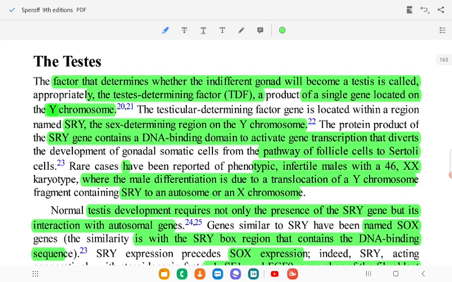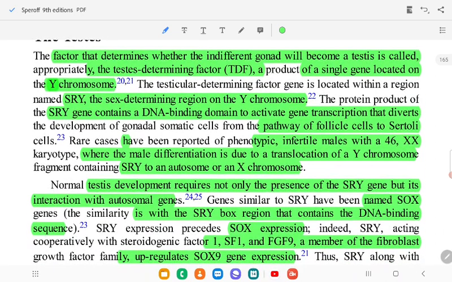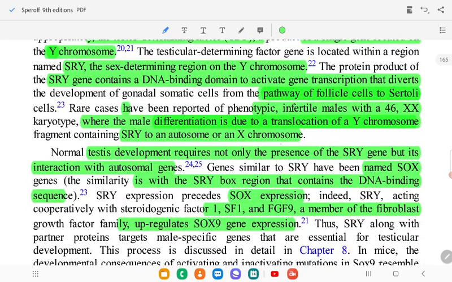The testis determining factor is a gene located in the region named the SRY gene, the sex determining region of the Y chromosome. The protein product of the SRY gene contains a DNA binding domain to activate gene transcription that diverts the development of the gonadal somatic cells from the pathway of follicle cells to Sertoli cells. Rare cases have been reported of infertile phenotypic males with 46,XX karyotype, where male differentiation results from translocation of a Y chromosome fragment containing SRY to an autosome or an X chromosome.